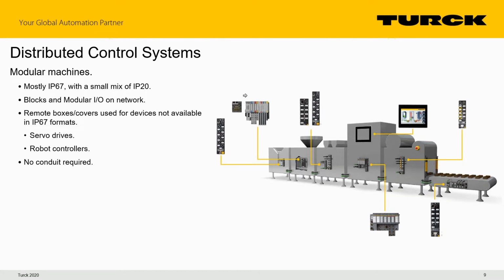You will note that we have some IP20 I/O in the mix here, because there are always some things that we cannot get in IP67. And typically on a machine, those items are things like servo drives and robotic controllers. And we do have cables rated for whatever environment we're installed in, right up through process and hazardous locations, so that we don't require conduit. So that helps us to save money also.